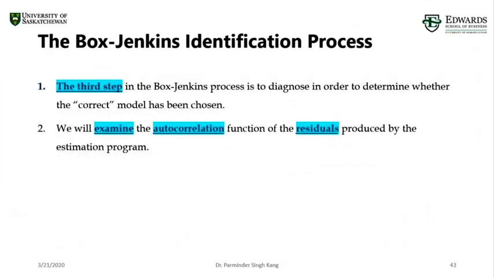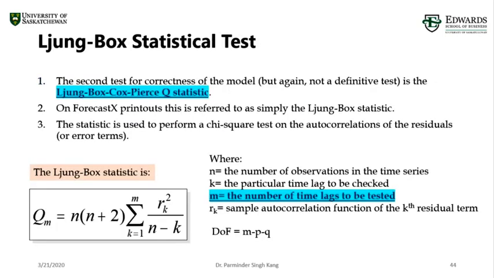The third step is the diagnosis process, or the validation of the ARIMA model, to ensure that we have chosen the correct model. For that, we're going to look at the Ljung-Box statistics test. Don't worry about this equation for Q_M; it is there if anybody wants to explore further how the Q_M values are calculated. However, we are going to get these values from ForecastX. But make sure you keep in mind how the degrees of freedom are calculated.